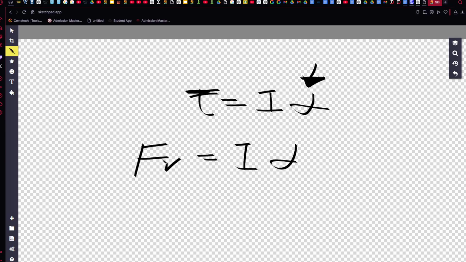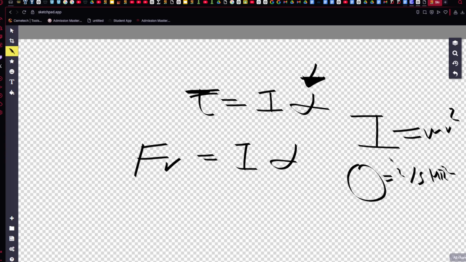Let me see the proof, actually. I remember it was quite easy as well, but if I can't find it, I guess I'll have to prove it myself, which should be pretty easy as well. Okay. So also I is equal to mr squared for point masses, but for certain geometrical shapes like spheres, for example, it's 2/5 mr squared. And there's a bunch of different charts. So you won't have to memorize any of these.